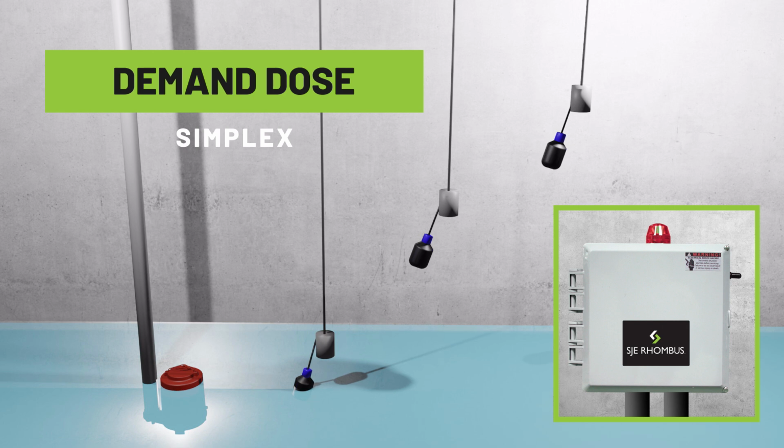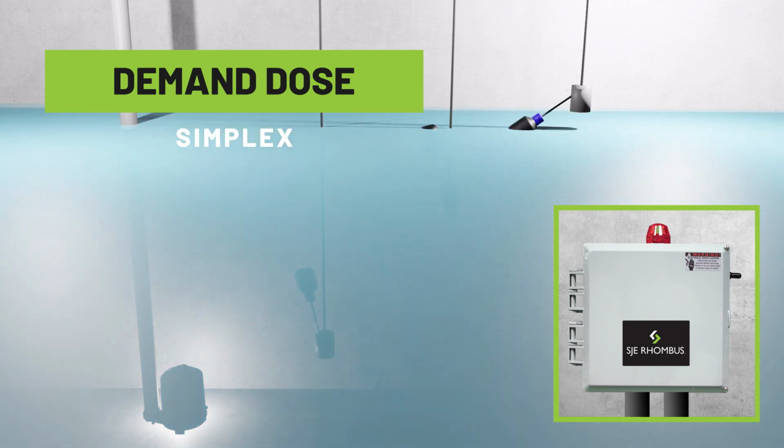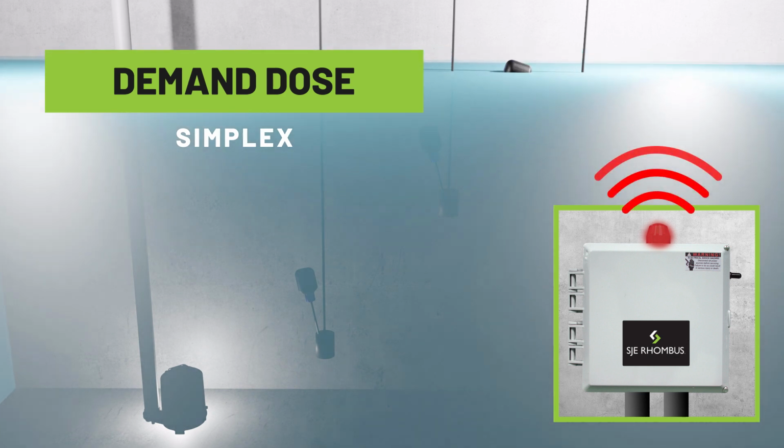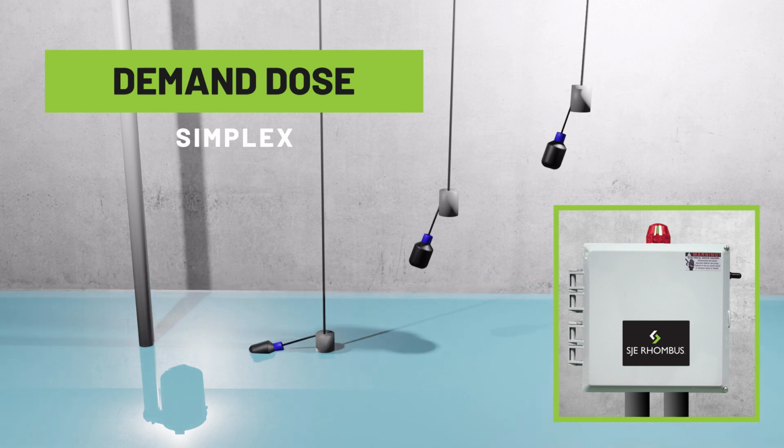If the pump is unable to keep up with the liquid demand and the level continues to rise, the alarm float will rise to the on position, activating the audible horn and visual beacon. The alarm will remain active until the alarm float lowers down to the off position.